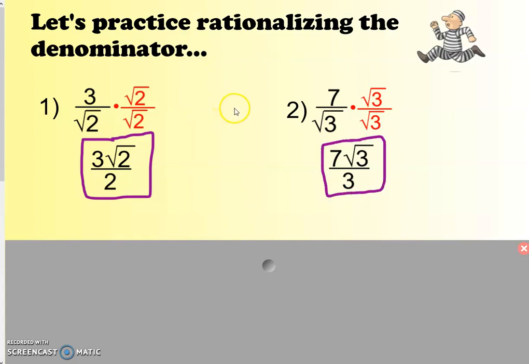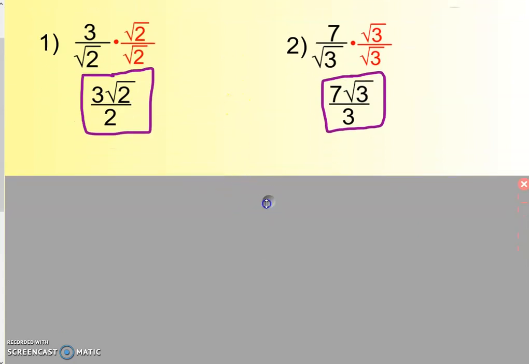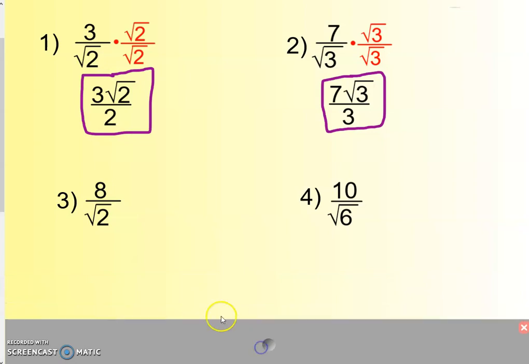Let's try a couple more where a little bit more work is involved. Let's look at this one. Again, it's not simplified because you have a radical in the denominator. So think about what you have to multiply by so this 2 can break out of square root prison. And again, it's radical 2 over radical 2, a giant 1. And in the top, we multiply straight across and get 8 radical 2. And in the bottom, we get just a 2. Again, twins, one gets out, one, well, not so lucky.